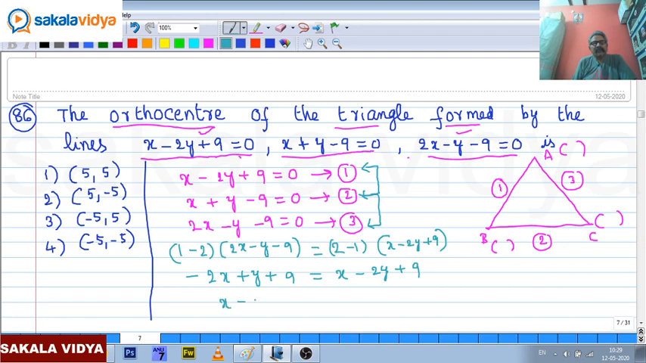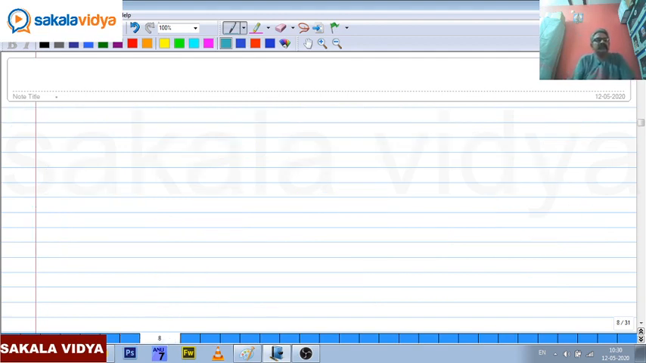So x minus 2y, this 9 gets cancelled. x minus 2y equals to minus 2x plus y. Take this side. You get now 3x minus 3y equals to 0. That means you get x minus y is equal to 0. Substitute the options. Either first option or second option will satisfy, because 5 minus 5 is equal to 0 or minus 5 minus 5 is equal to 0. Second option, third option will be eliminated. Now what we need to do means, we need to find out, I will explain another page, this one.